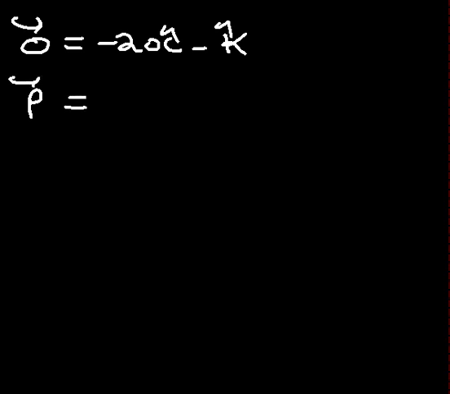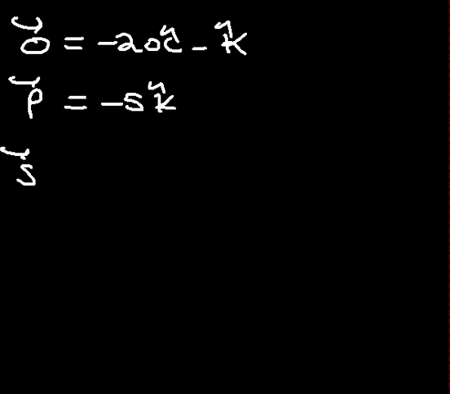Now let's say we have a vector O given as, let's say -20i minus, let's say k, and now we have a vector B given as -5k, and now we have a vector. Let's say we have a vector that should be, let's say, vector S.